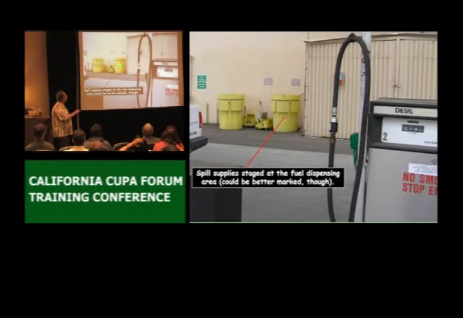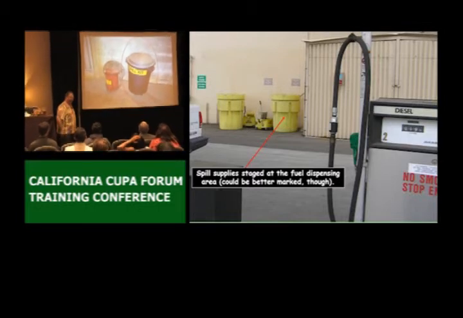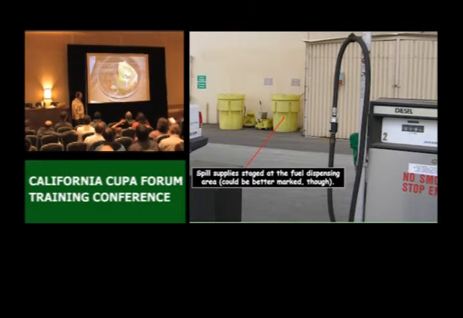Spill supply is very nice. What do you want to check? Make sure the inventory's there. A better sign would be just ducky. Spill kit. How do you know that's the spill kit? It says spill kit. How do you know this is a typical spill kit? Because that's what's inside.